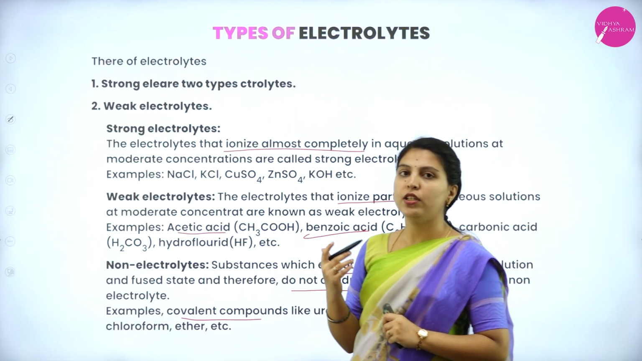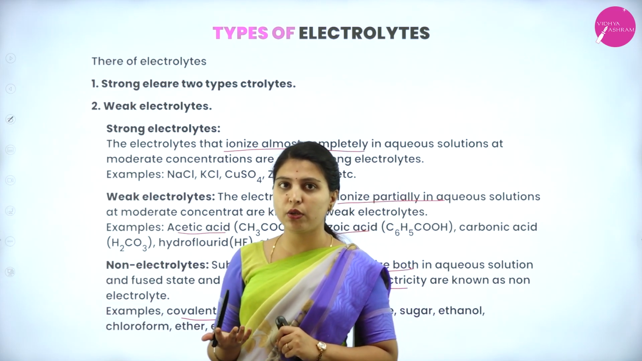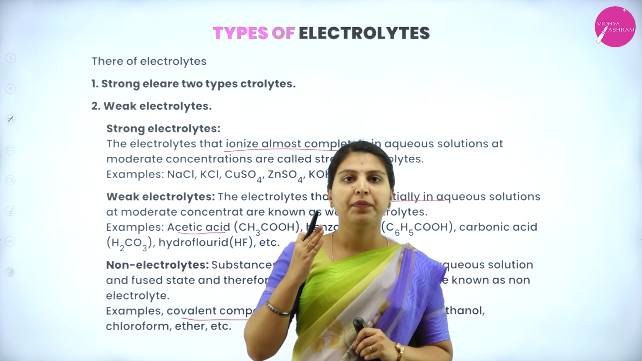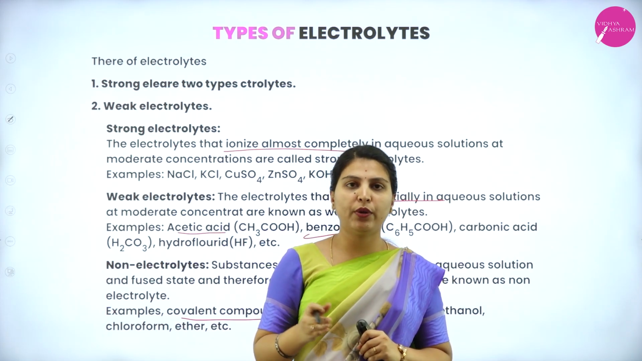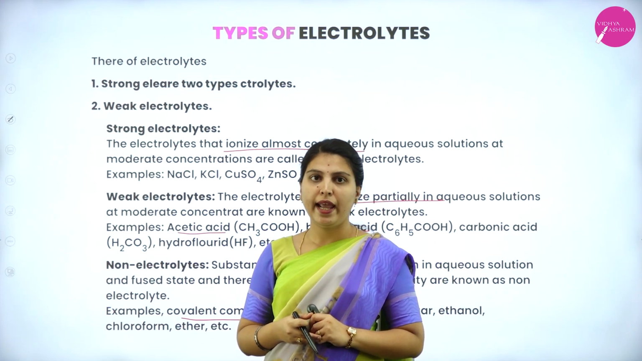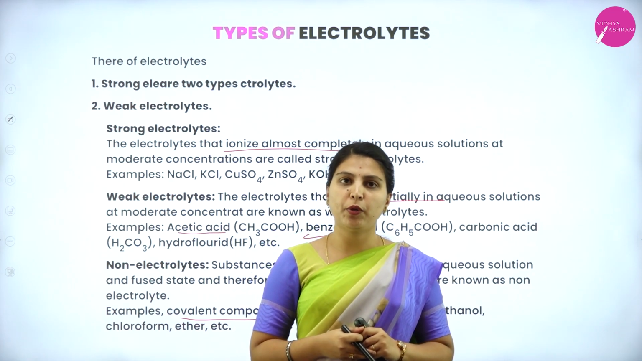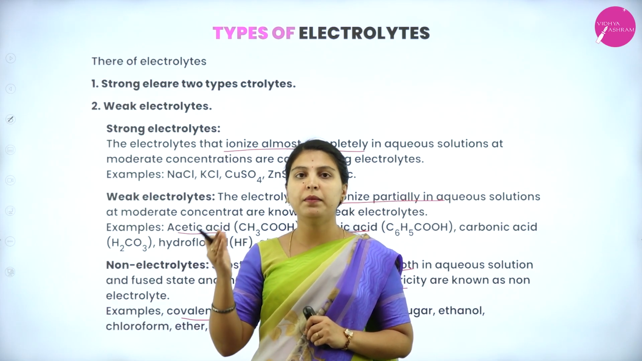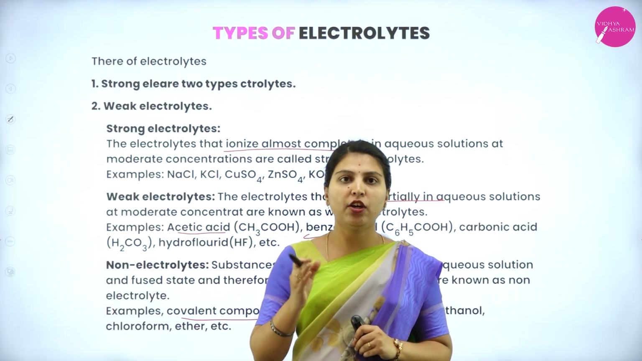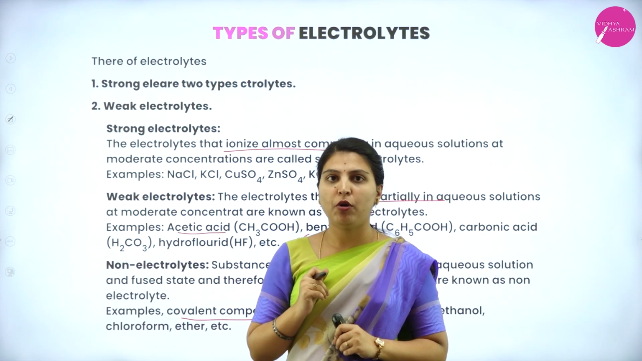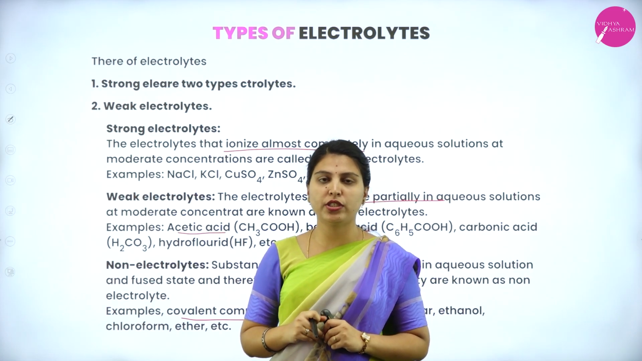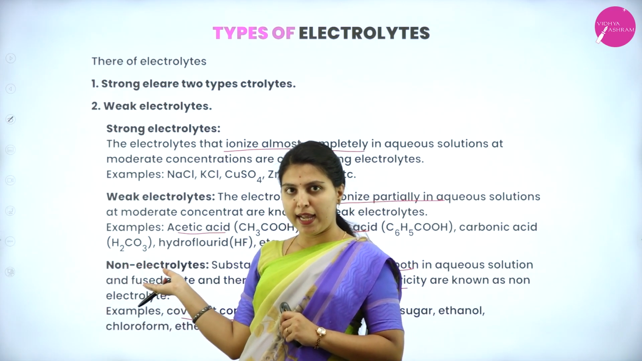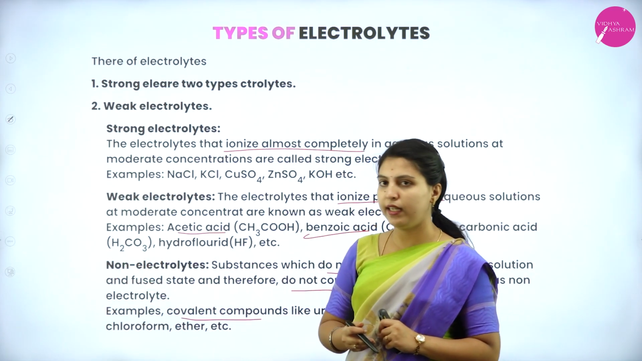Once again, there are two kinds of electrolytes, that is strong electrolytes and weak electrolytes. Strong electrolytes ionize completely in aqueous solution at moderate concentration. Example, sodium chloride, potassium chloride, etc. Weak electrolytes are substances which ionize partially or incompletely at moderate concentration in aqueous solution. Example, acetic acid and benzoic acid, etc.